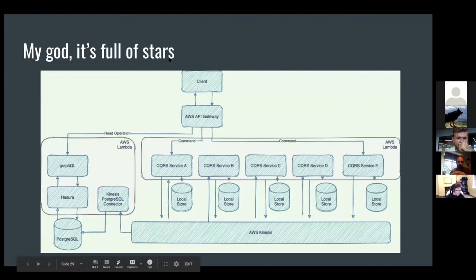So here we go, we've got clients talking through Amazon AWS API Gateway. So it doesn't know that we're using eventing. So we make a read operation, and that goes via GraphQL into Azure, which looks at the Postgres SQL flattened version of the Kinesis. So in this case, I'm using Kinesis for simplicity. And I've got a bunch of services here that effectively both publish and subscribe to events. They have a local store for event folding, and it's all done as serverless as possible.